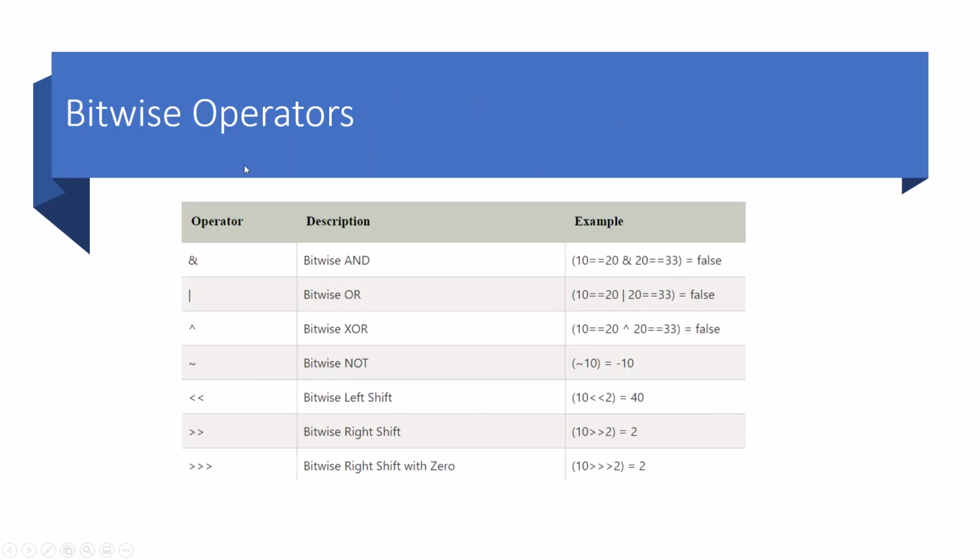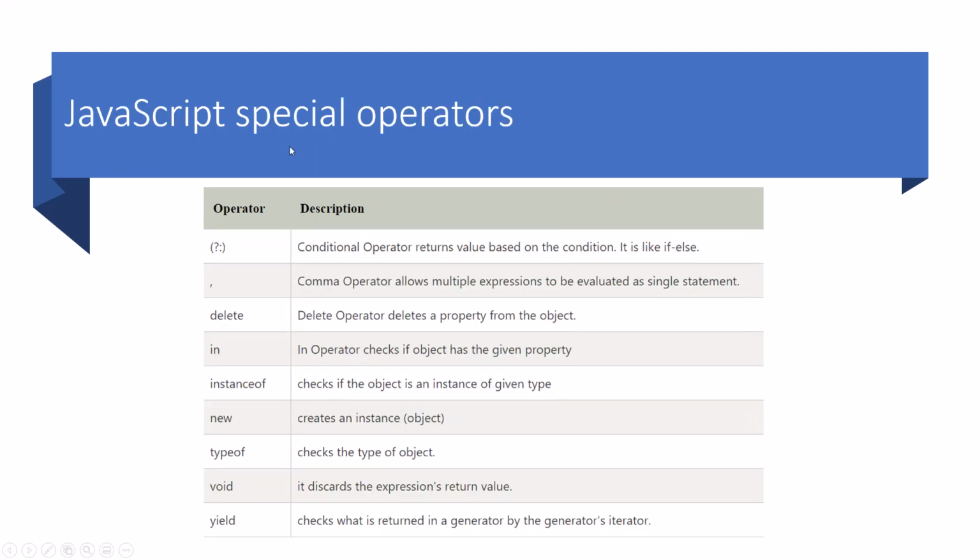Next is bitwise operators. So these are the different bitwise operators we use while programming: bitwise AND, bitwise OR, bitwise XOR, bitwise NOT, bitwise left shift, bitwise right shift, bitwise right shift with 0. So these are some examples of these bitwise operations. Next, which is the last one, JavaScript special operators. So these are some of the special operators we use.